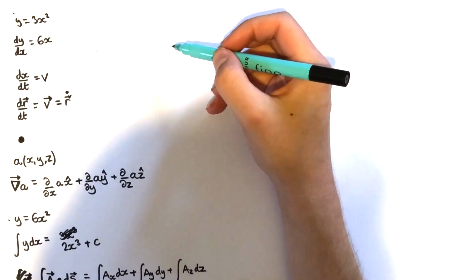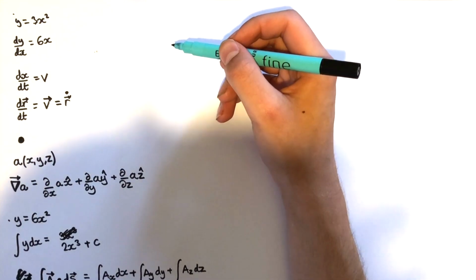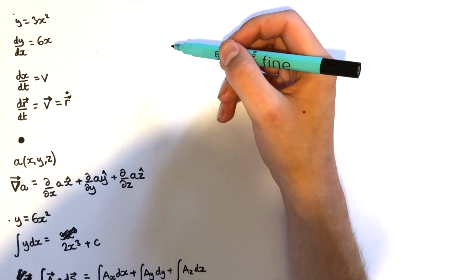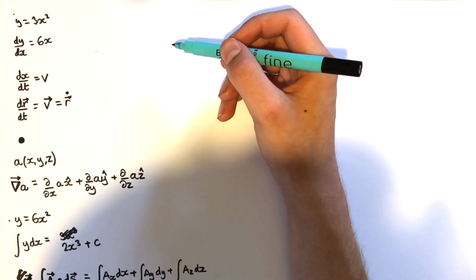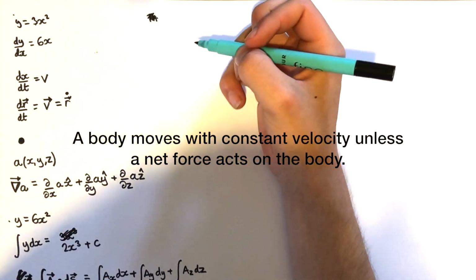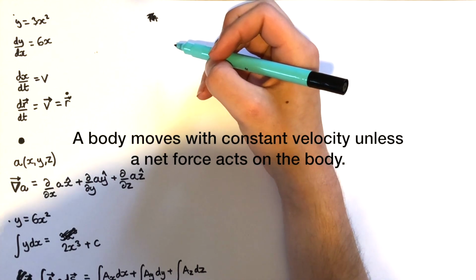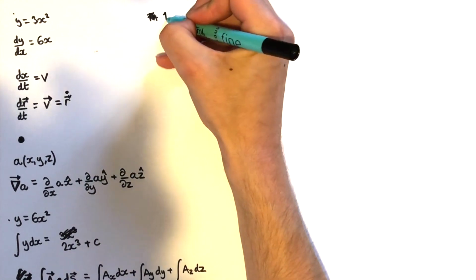Now, classical mechanics is fundamentally built upon 3 laws of motion that were developed by Isaac Newton, and you've probably heard of Newton's 3 laws of motion. The first law states that a body moves with constant velocity unless acted upon by a net force. So, what does that mean exactly? This is Newton's first law right here.